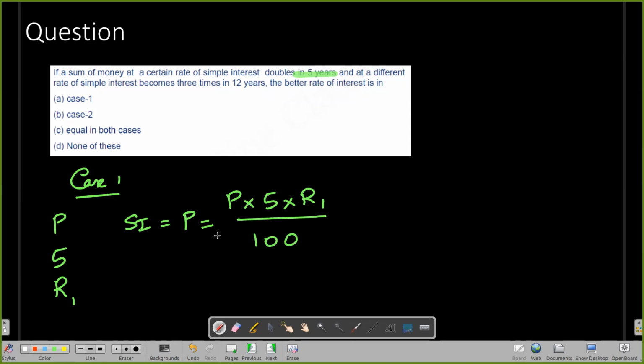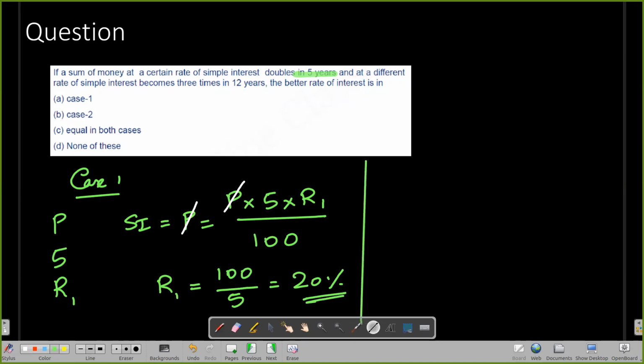So we can see that P and P get cancelled off, and now we are getting R1 is equal to 100 upon 5, and that is equal to 20%. So this is for the first case. Okay. Now let us discuss the second case.